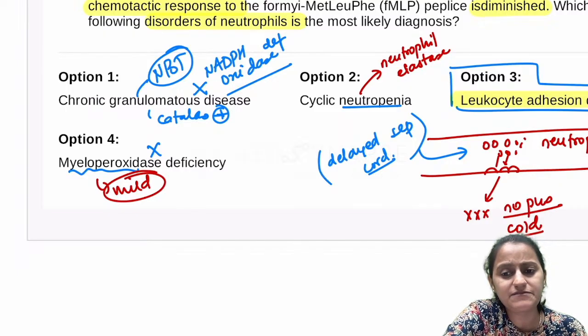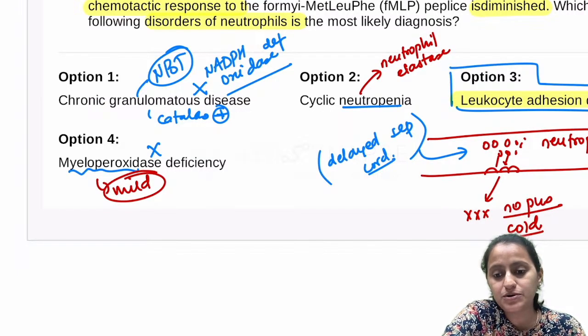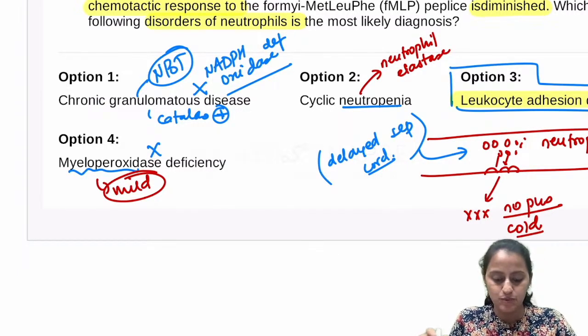What CD marker deficiency do you have in LAD, leukocyte adhesion deficiency? What do you have in leukocyte adhesion deficiency? Correct. What deficiency do you have?